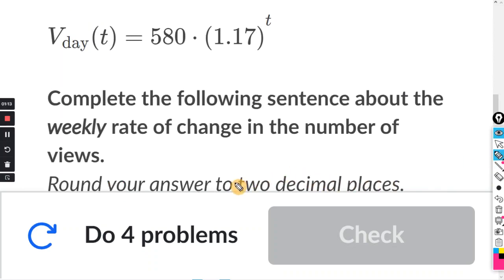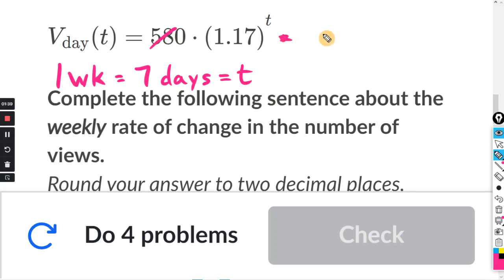If t is the number of days, we know that 1 week is going to equal 7 days. So basically, we can ignore this and just plug in 7 days in place of t. So this is going to be 1.17 to the power of 7. We just need to do this on the calculator and round to 2 decimal places.